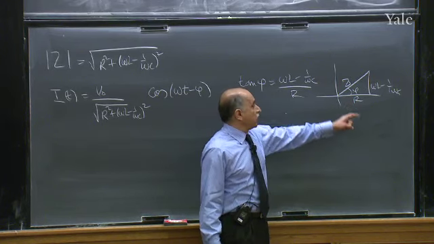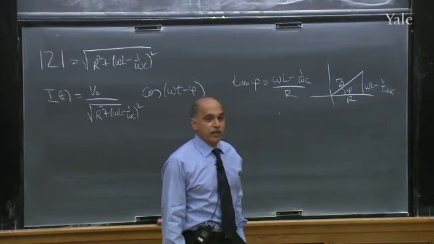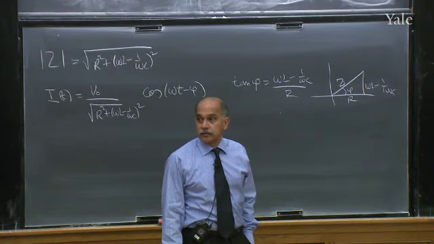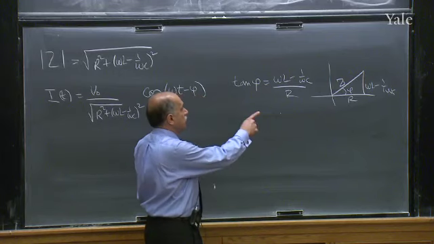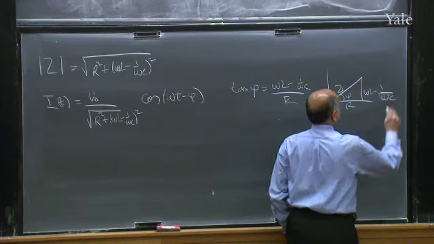This angle phi need not be positive. Do you understand that? What would make it negative? Look at the formula there. Omega L minus 1 over omega C.